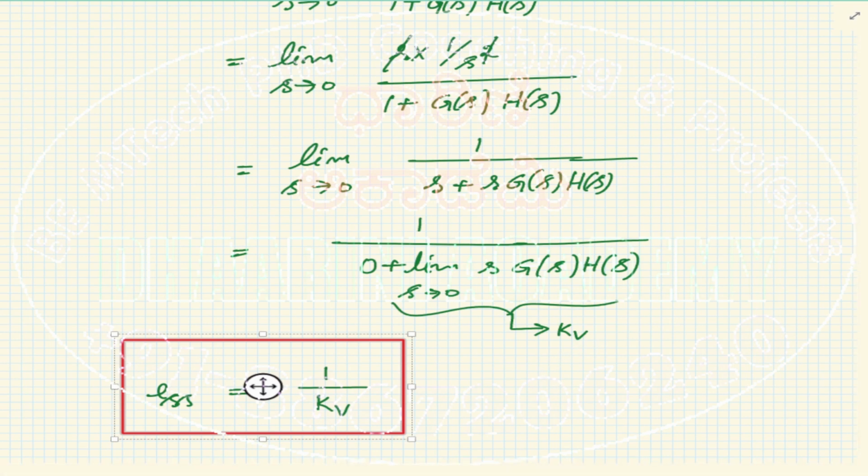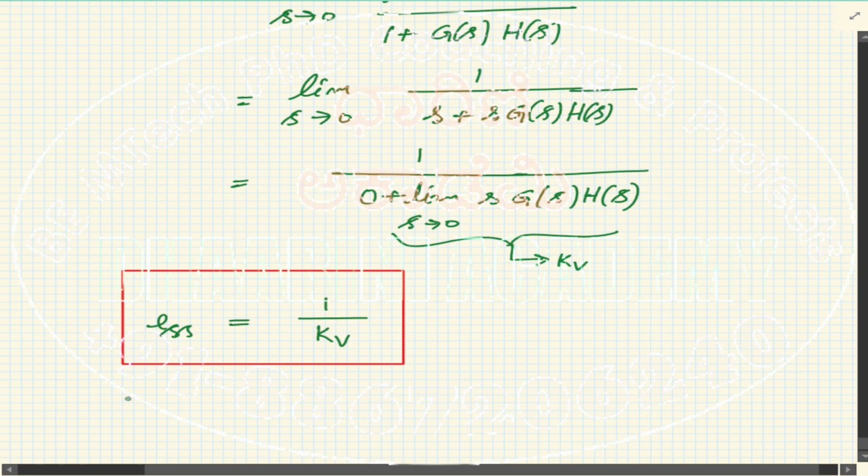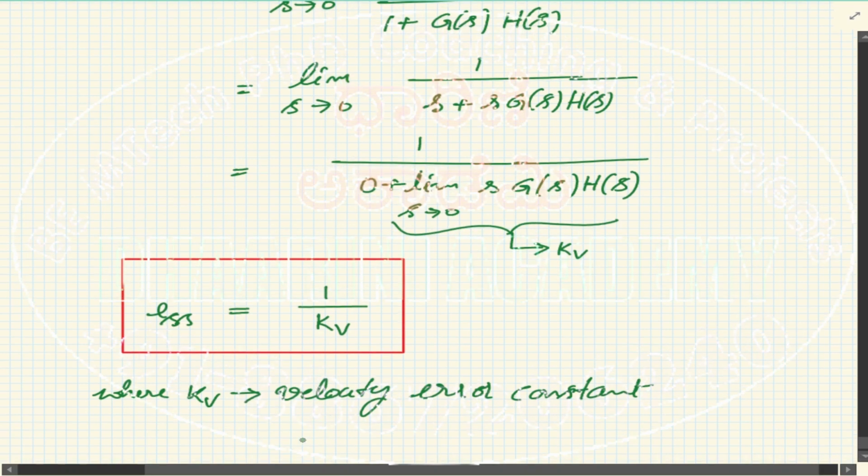All right. So further, let me define what is kV. kV is called the velocity constant or coefficient, right? So this can be calculated as kV equal to limit s tending to 0 of s into g of s into h of s.